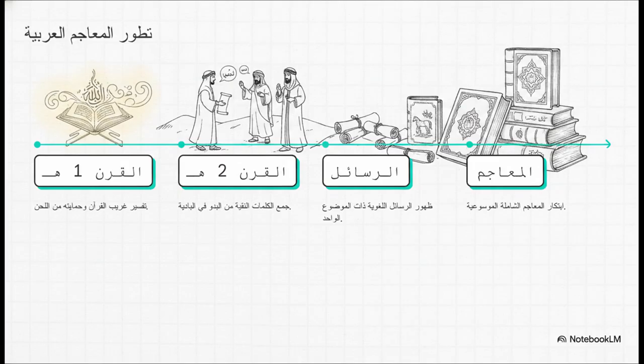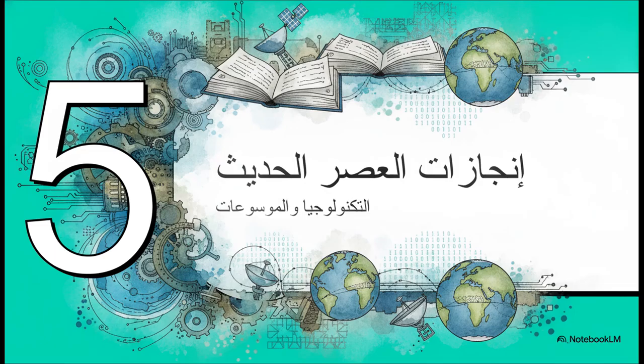Those little booklets were the seeds that eventually blossomed into massive, comprehensive dictionaries like Al-Ain and later on Lisan al-Arab, paving the way for the modern dictionaries we use today. Which brings us to our fifth and final section, modern marvels. Because, you see, the craft of making dictionaries never really stopped.